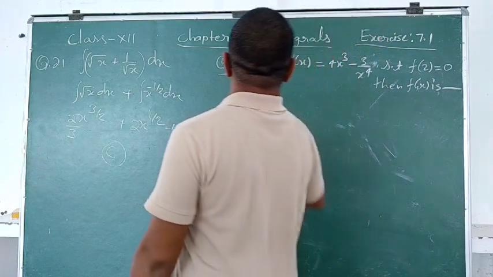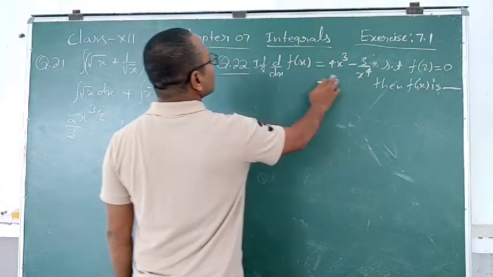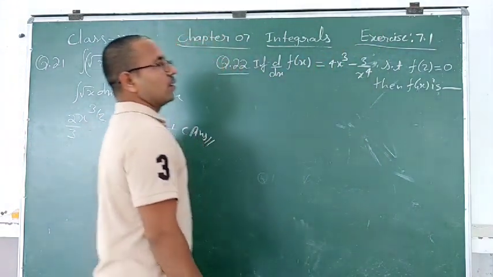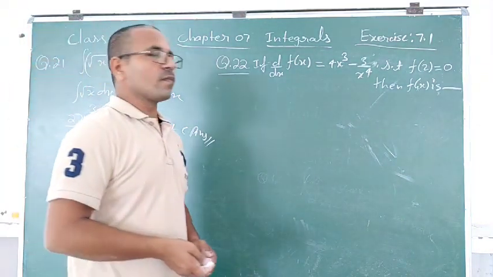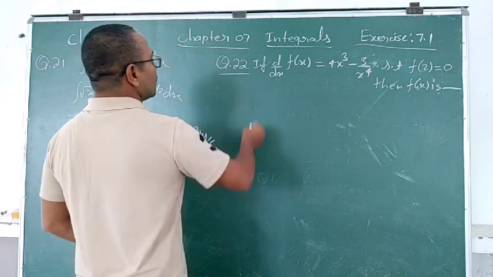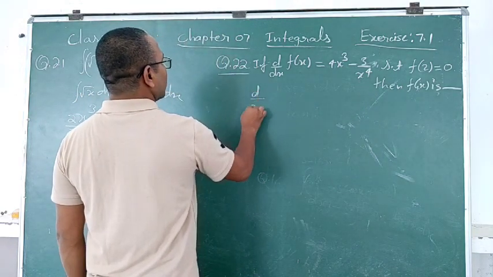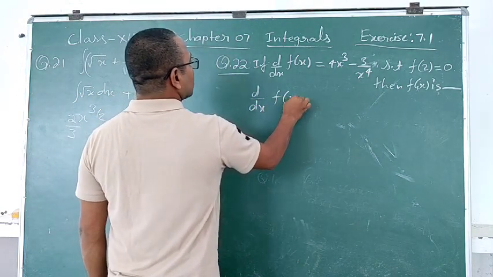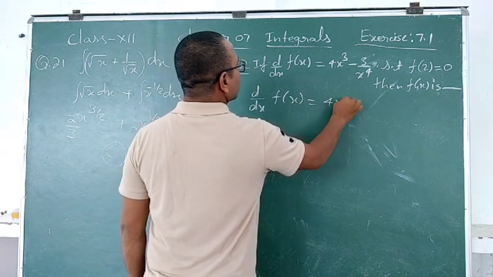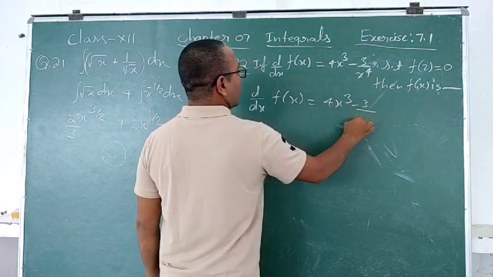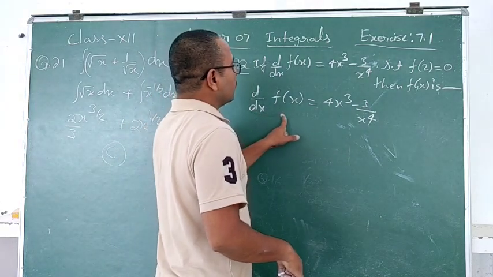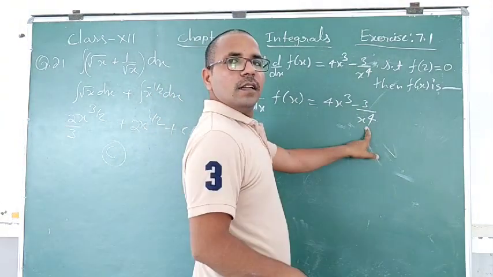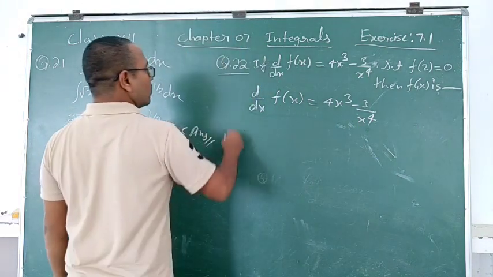Question number 22. If d by dx f(x) is this much such that f(2) is equal to 0, then f(x) is what? So d by dx f(x) is equal to 4x cube minus 3 by x to the power 4. So now students, what we have to do here? We just have to integrate on both sides. Take the integral on both sides.